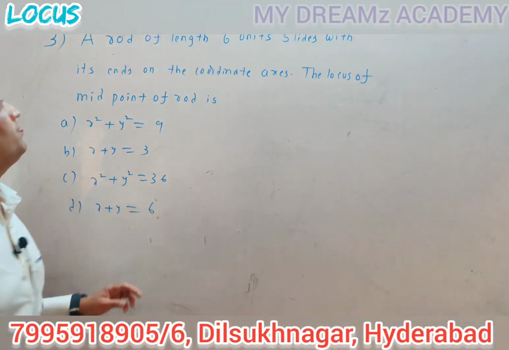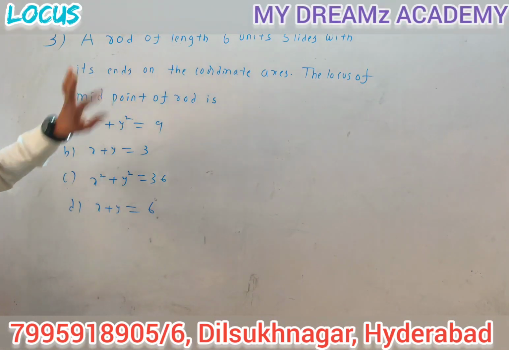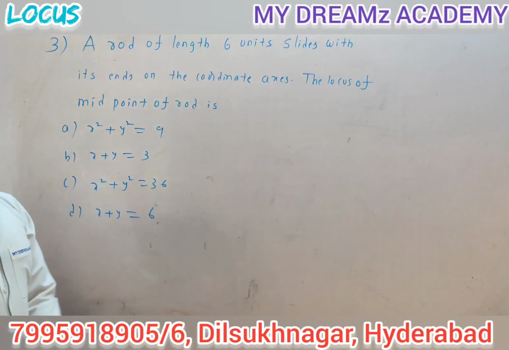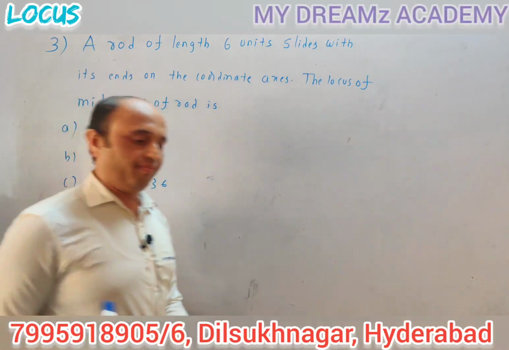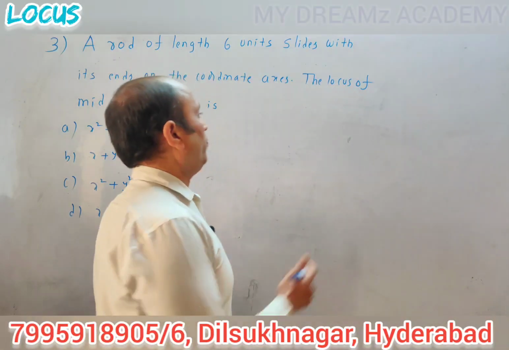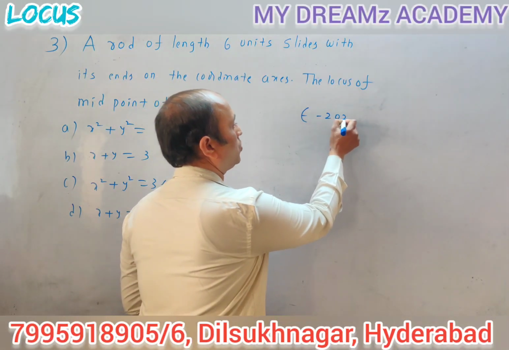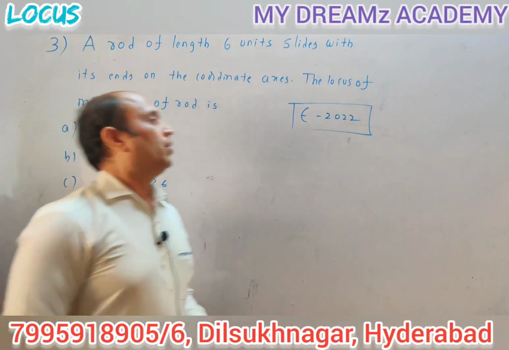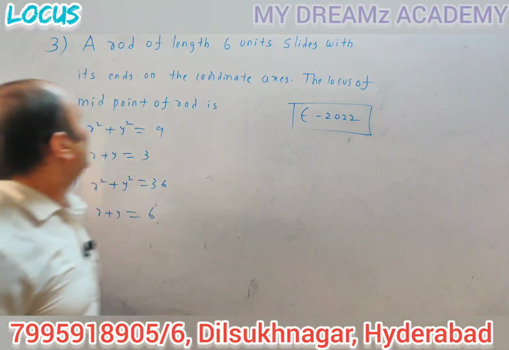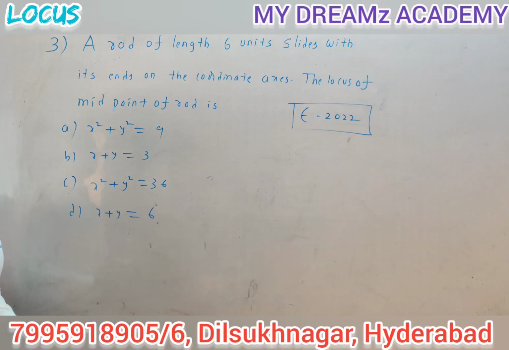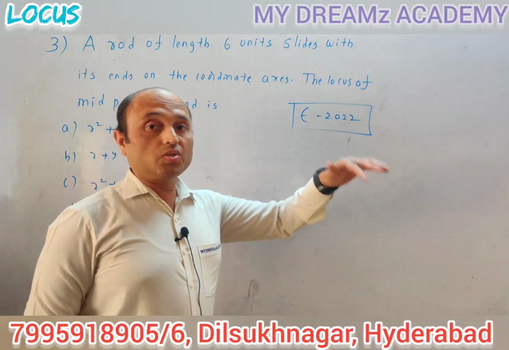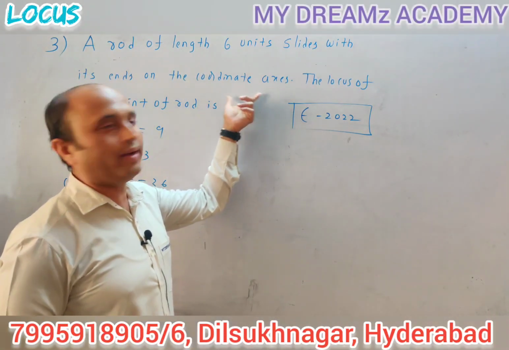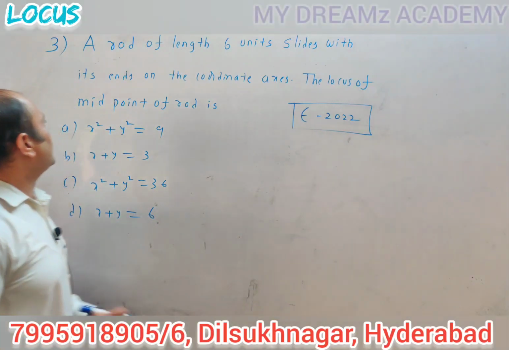The next question: a rod of length 6 units slides with its ends on the coordinate axes; then find the locus of the midpoint of the rod. This question is also from EAMCET 2022, a recent question, and it is also a very easy basics question.